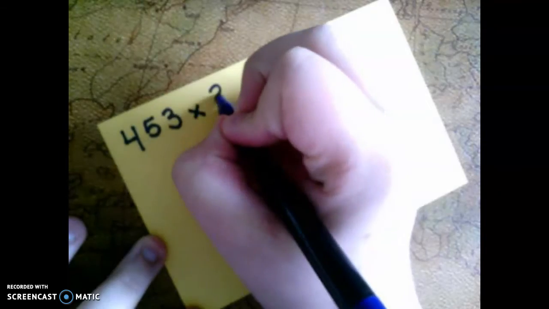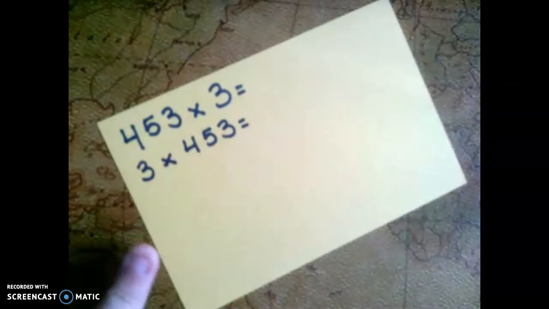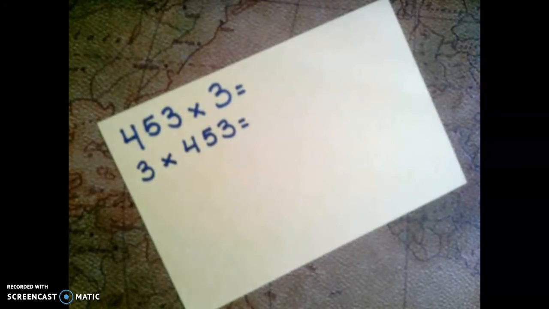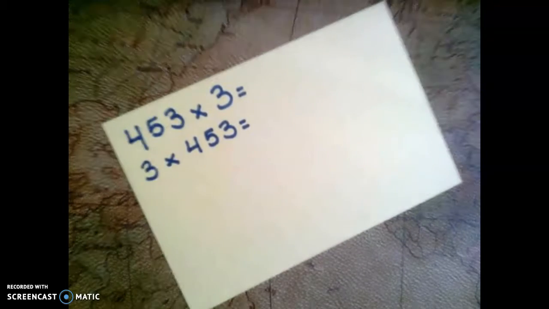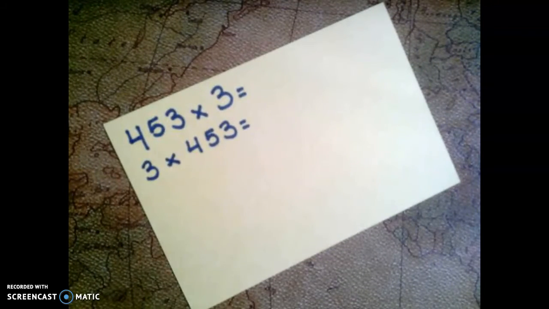Your question today is going to be 453 times 3. Now, as we look at this question, just a reminder that even if the question was written like this, 3 times 453, you would get the exact same answer. But for the interest of keeping it simple and straightforward, we always write the biggest number first.